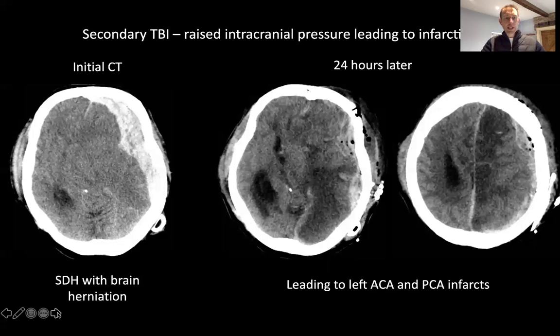So you can predict the pattern of secondary injury based on your primary scan. Is it transtentorial herniation and the PCA is being involved? Is it subfalcine herniation and the ACA is being involved? Or have they got coning and you're likely to end up with a diffuse hypoxic injury?